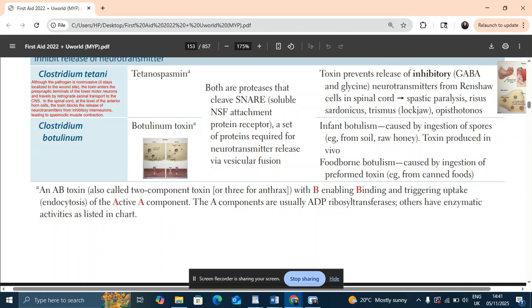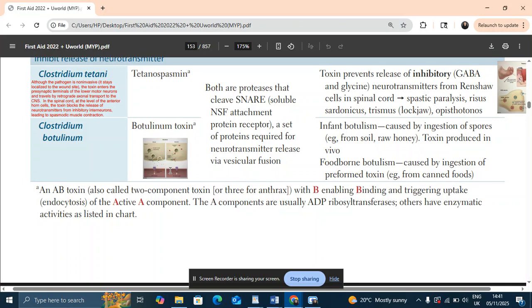In botulinum, there is a flaccid paralysis, and the baby is a floppy baby. While in tetanus there is a spastic paralysis. In Clostridium botulinum, we will see a descending paralysis. In tetanus there is ascending paralysis with locked jaw, risus sardonicus, opisthotonus.